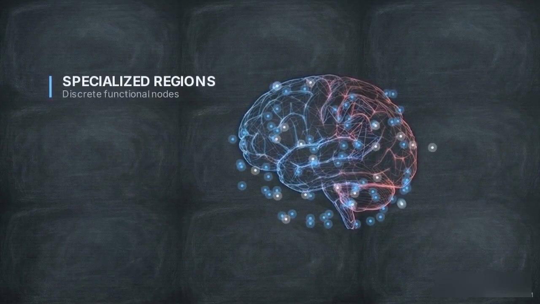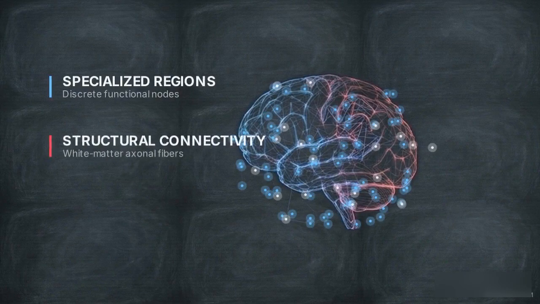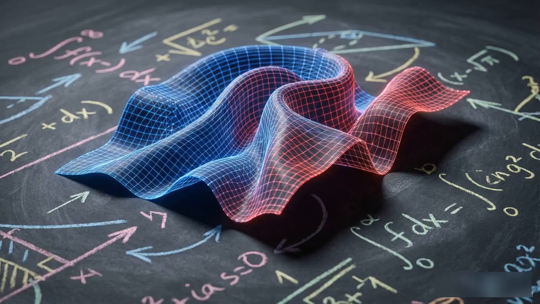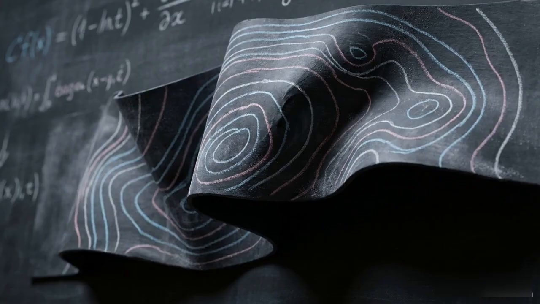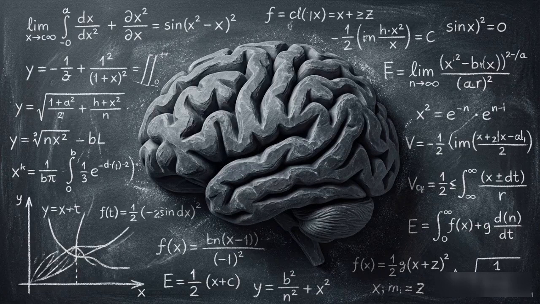This approach models the brain as a complex, discrete network of specialized regions acting as isolated nodes wired together by physical axonal fibers. There is an alternative perspective. The cerebral cortex is a folded, continuous physical surface. It occupies three-dimensional space, possesses intrinsic curvature, and has a specific geometric shape.